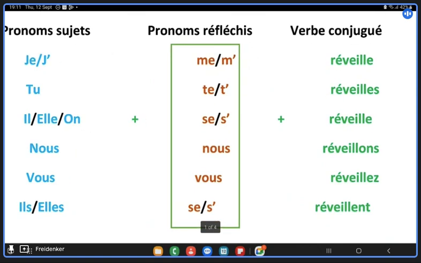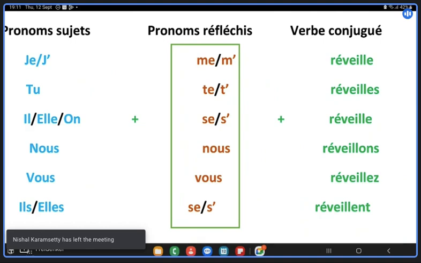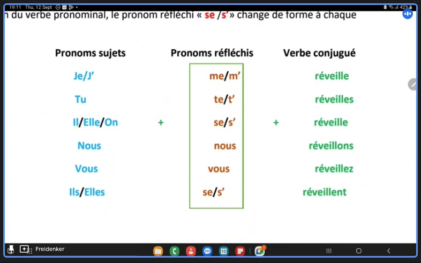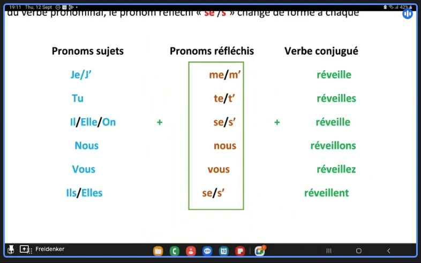What does SE become? It's right in front of you. SE becomes ME or M apostrophe, TE or T apostrophe, according to the pronouns usually. Your SE changes into this thing in the middle. That's why it is je me réveille. It is not je se réveille. That is wrong. SE will become ME if there is a JE. This is the rule as to how SE changes itself.